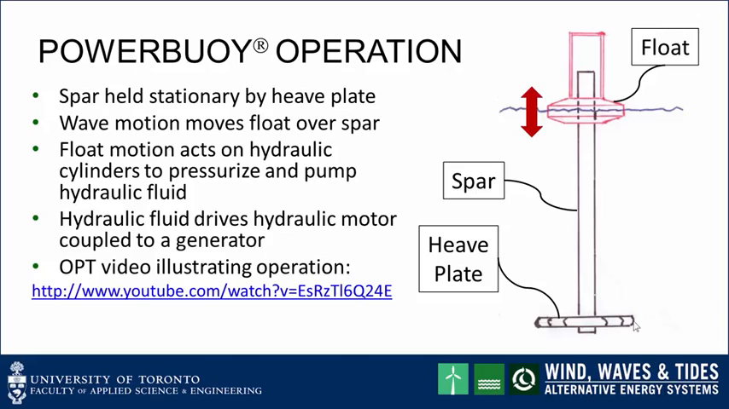So then we have the float, and the wave motion as it goes by moves the float up and down relative to the spar. So think concentric tubes. You can think of the center of the float as moving up and down on the tube that is the spar. So there is a mechanism then to convert that float motion into action on hydraulic cylinders that are inside the spar, and the hydraulic cylinders then pressurize and pump hydraulic fluid. The hydraulic fluid drives a hydraulic motor coupled to a generator, and that produces electric power.